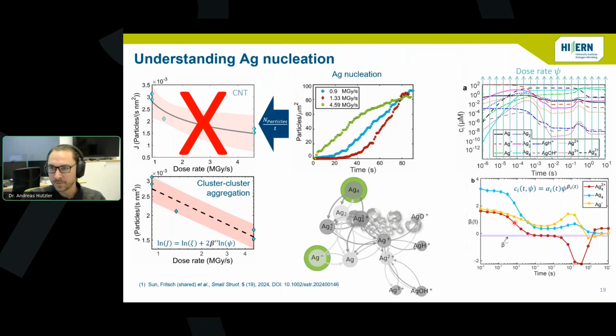And only for one species, it turned out that this crosses our experimental data region, here shown in violet, which is the silver 4-2+ cluster. So we think that the nucleation of silver happens here with a cluster-cluster aggregation involving this silver 4-2+ cluster, and also a sanity check.